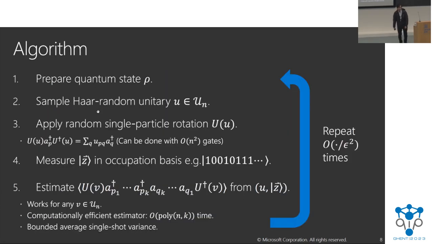So how does this algorithm work? The framework is more or less identical to the shadows framework. We just choose a different distribution of unitary transformations to randomize over.